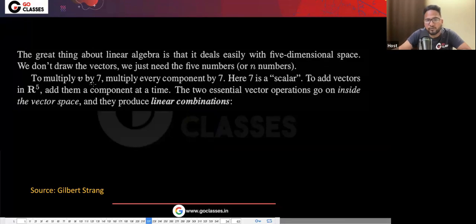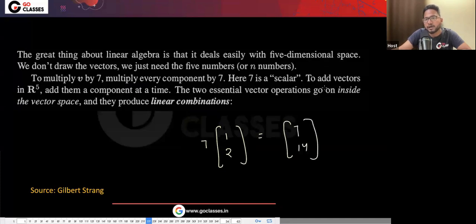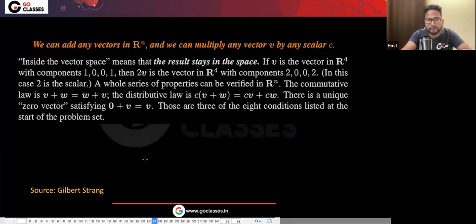To multiply v by 7, multiply every component by 7. For example, if you multiply this v by 7, it will be 7 and 14. You multiply every component, and here 7 is a scalar. To add vectors in R5, add them components one at a time. You know how to add these, right? The two essential vector operations go inside the vector space and they produce linear combinations. We will see them.